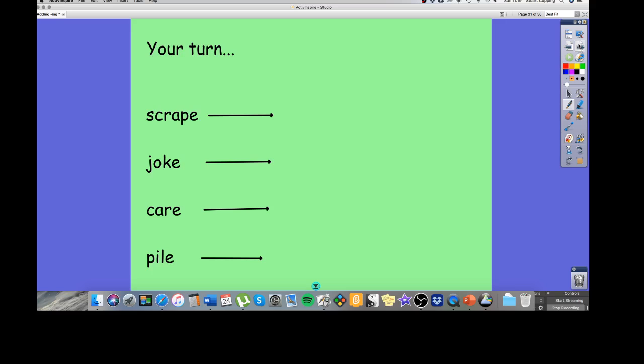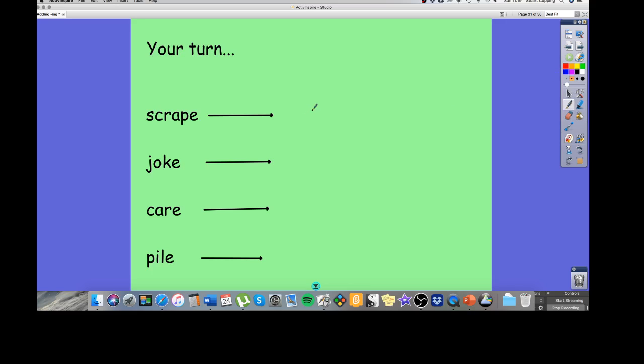Right, your turn. So I've got four words here. I've got scrape, joke, care, which is a bit of a funny one because there's still the split digraph, but the a, the r, and the e make an air sound, and pile. So I want you to change those words into scraping, joking, caring, piling. Remember, get rid of the e before adding the ing. Okay, go now, pause it now and we'll go through it afterwards.